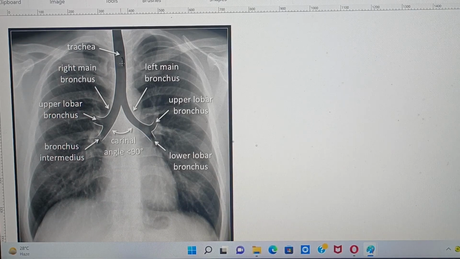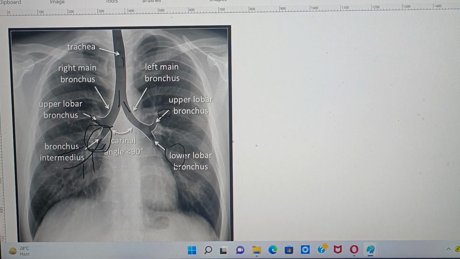This is the trachea. See for any other pathology like a tracheal mass or some obstructive pathology in the trachea. Then you can see the trachea is divided into two parts, that is the right main bronchus and the left main bronchus. The right main bronchus is further divided into two parts: the upper lobe bronchus and the bronchus intermedius. This is very important, bronchus intermedius. While on the left side you will see the upper lobe bronchus and the lower lobe bronchus, and this bronchus intermedius on the right side will further divide into two parts: the middle lobe bronchus and the lower lobe bronchus.